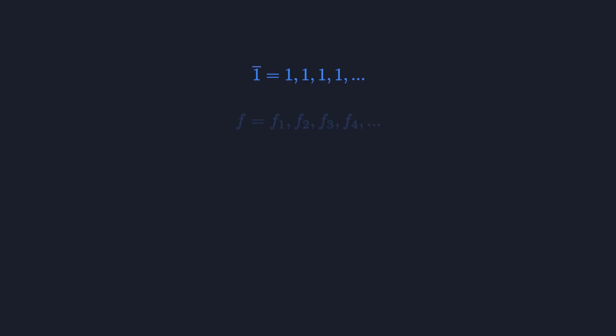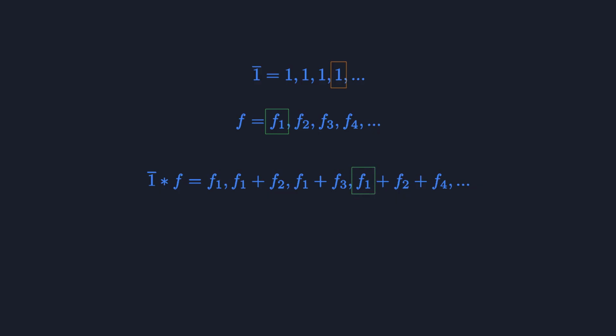Now, watch what happens when we take the Dirichlet convolution of 1 bar with any other sequence f. One of the frames always contains a 1. The other frame visits each of the divisors of n exactly once. So what we end up doing is just adding up all the values of f at the divisors of the target index n.